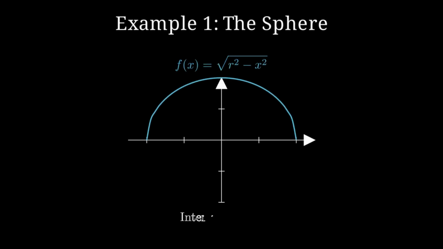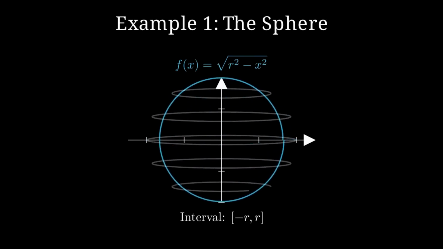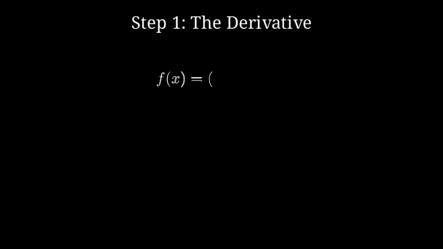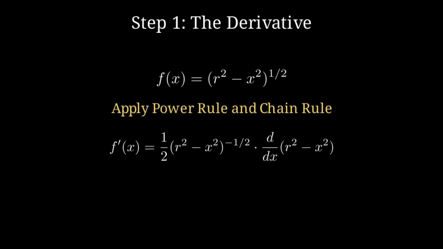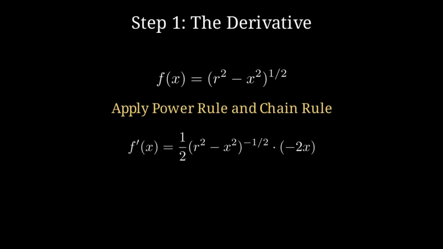We can generate a sphere by rotating a semicircle around the x-axis. Using our formula, we can mathematically prove why the surface area of a sphere is 4 pi r squared. First, we find the derivative of our function. This represents the slope at any point and is a required component for our arc length element ds. Careful simplification here makes the subsequent integration much easier.